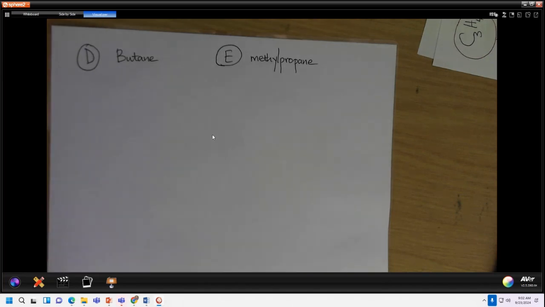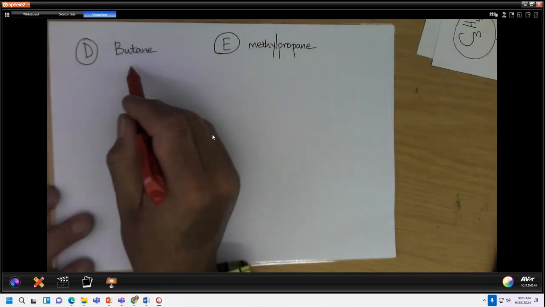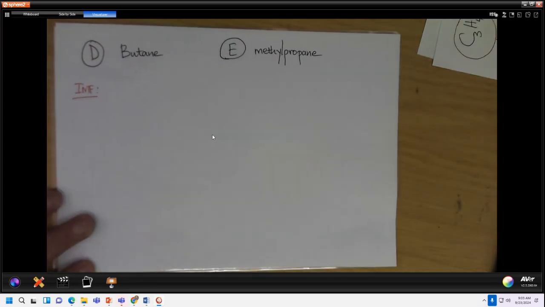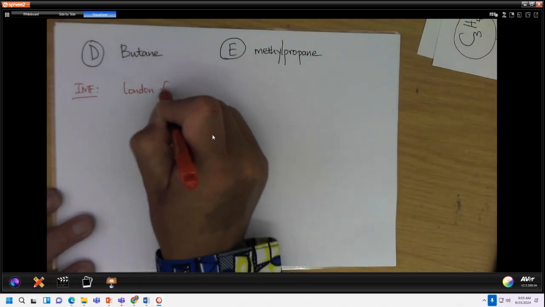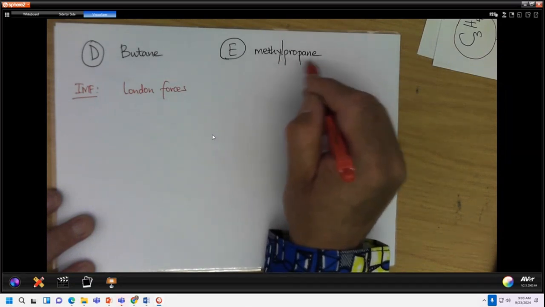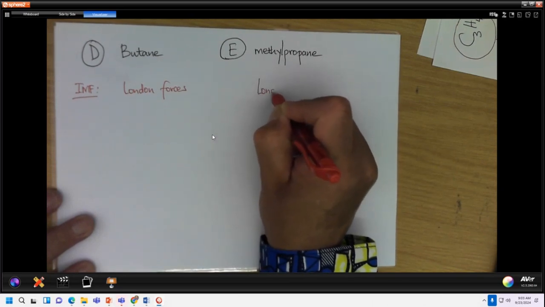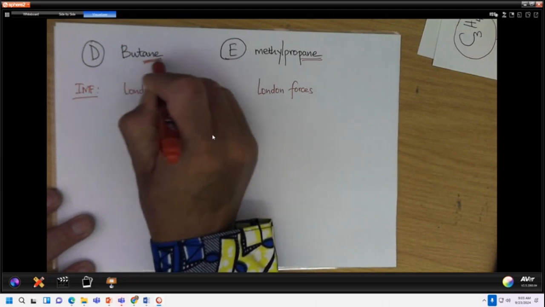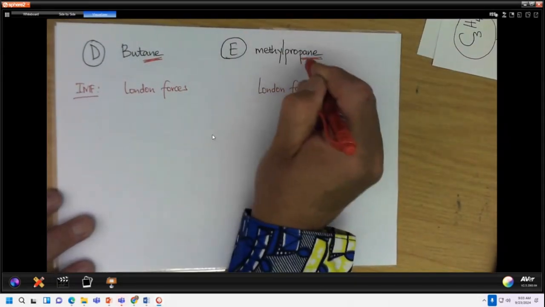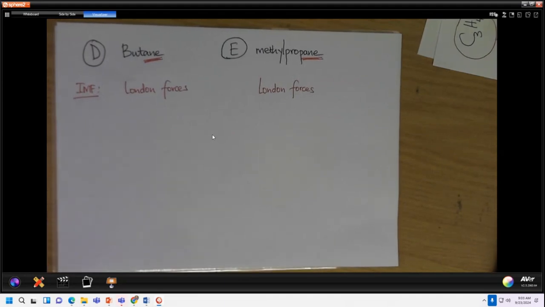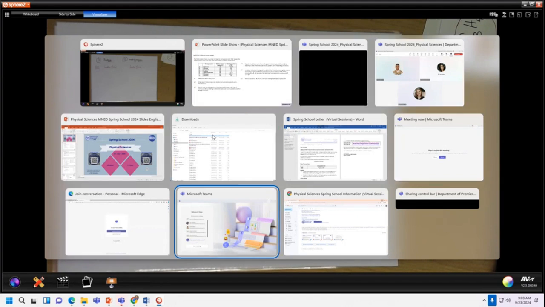Now, grade 12s, boiling points are all based on intermolecular forces. So for butane, I'm just going to put IMF. Let's talk about them first. Butane has London forces. What about the intermolecular forces of methyl propane? This is an alkane, so this also has London forces, because it belongs to the same homologous series, but there's an alkyl group attached to that alkane. So both of them have London forces. That's very interesting.